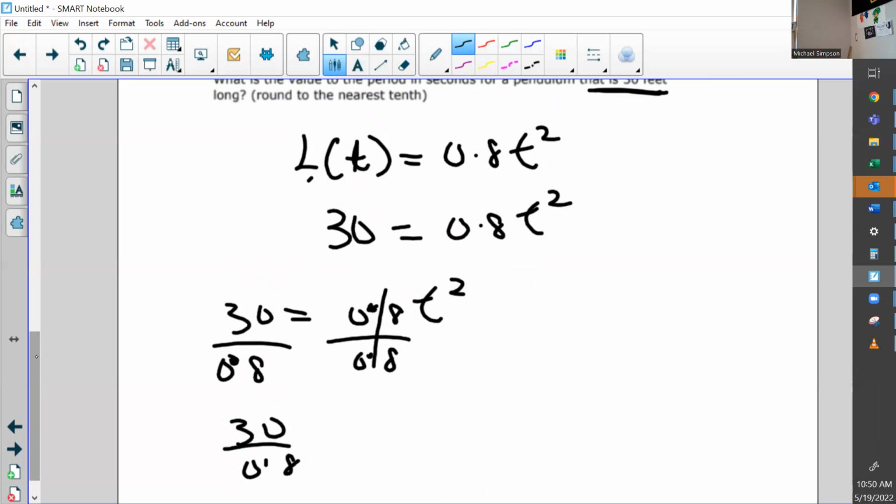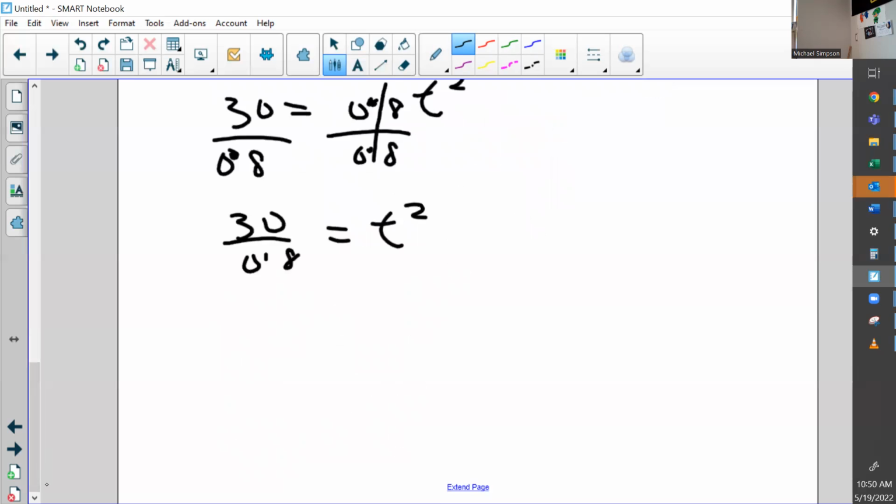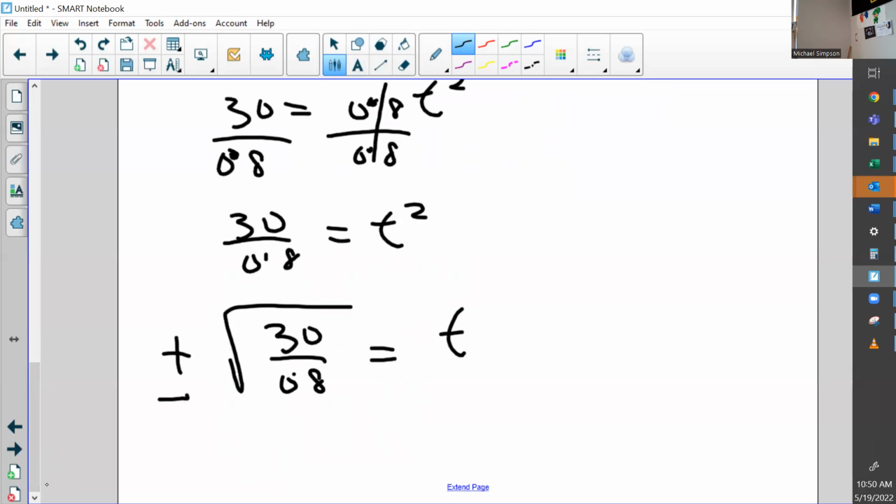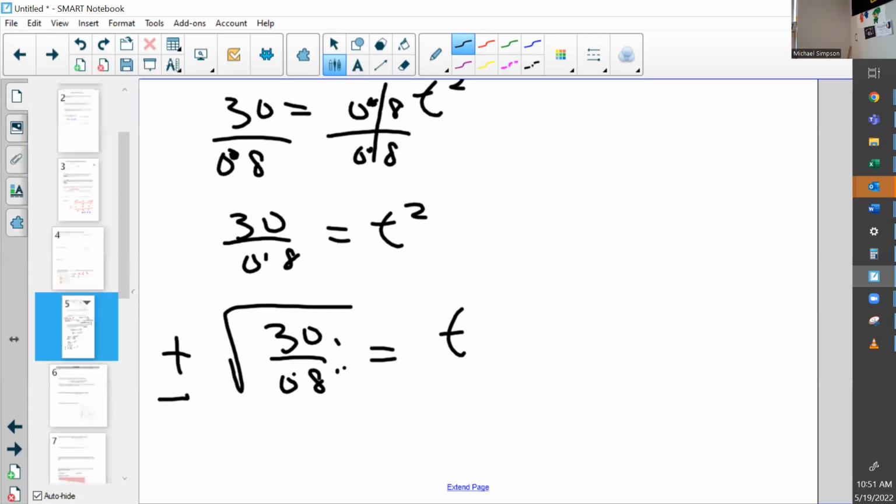So divide 30 by 0.8. And then once you do that, take the square root, all right? So you're going to have the square root of 30 divided by 0.8 is equal to t. You're going to have two answers, a plus and a minus. Now, all we need is the plus value because you can't have negative time, right? So once you divide this and take the square root, all you need is a positive number, and that's t. Okay. That was number 15.